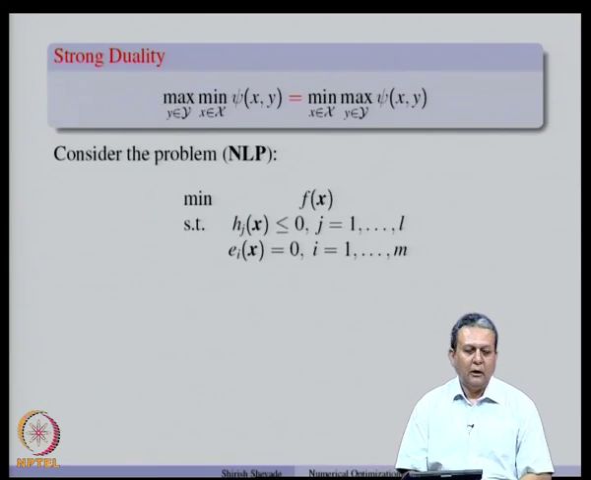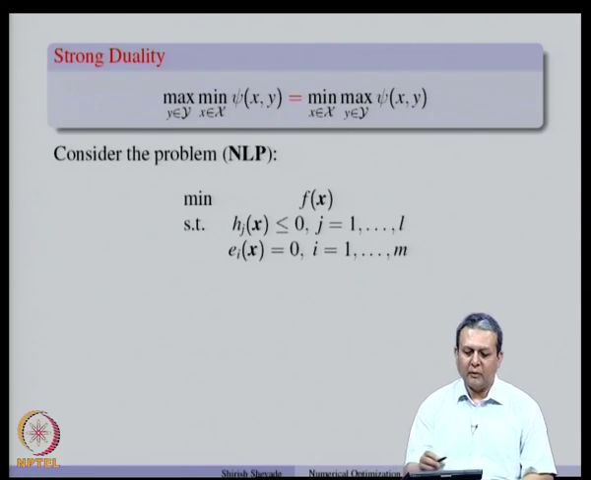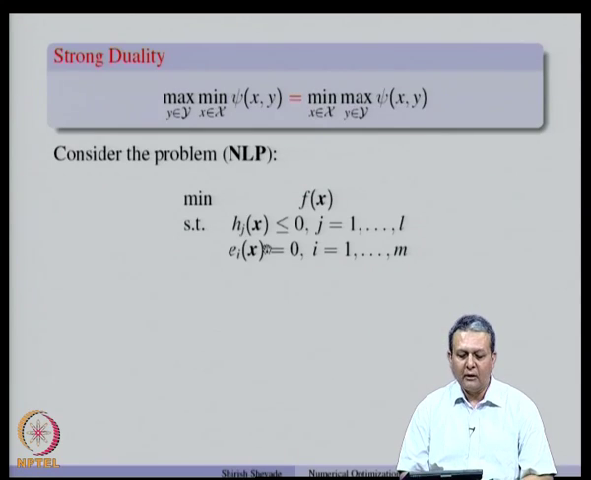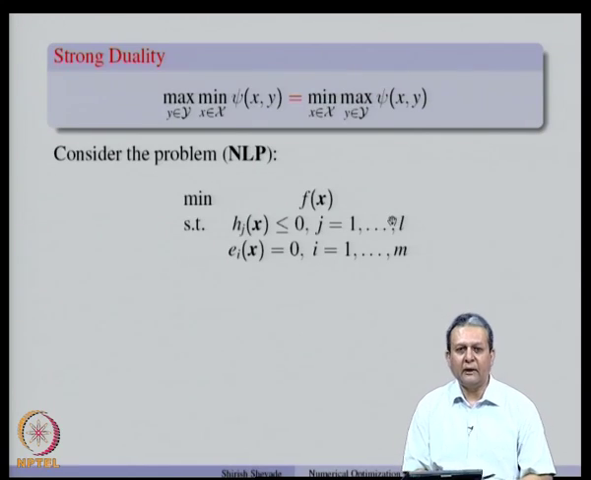Now, to define the notion of duality for an optimization problem, we need to define a payoff function. So, let us consider an optimization problem, which we will call a nonlinear programming problem. Minimize f(x) subject to the conditions that h(x) is less than or equal to 0 and e_i(x) equal to 0. There are m equality constraints and l inequality constraints.